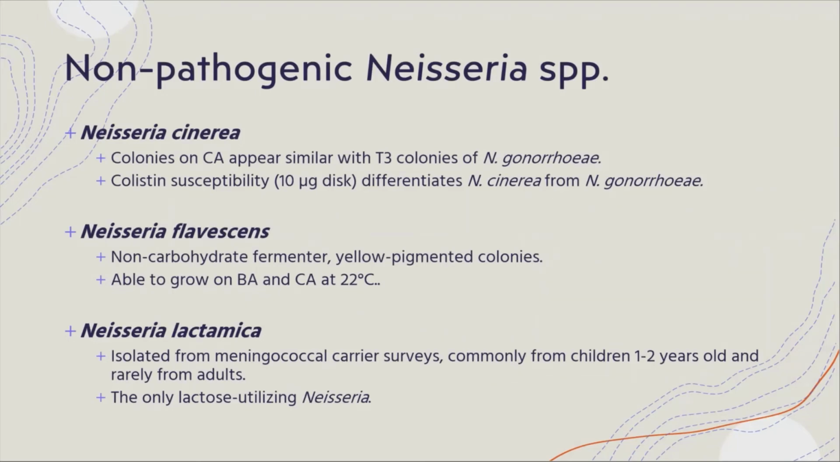Neisseria flavescens, it's a saccharolytic, it's also pigmented colonies. So yung sa colonial morphology pa lang, makikita nyo na yung difference, no? So mas-separate nyo na siya from the pathogenic ones. It is capable of growing on blood agar and chocolate agar plate at 22 degrees Celsius. Next is Neisseria lactamica. So it is the only lactose-utilizing Neisseria, thus the name lactamica. It's isolated from meningococcal carrier surveys, commonly from children 1 to 2 years old and rarely from adults.